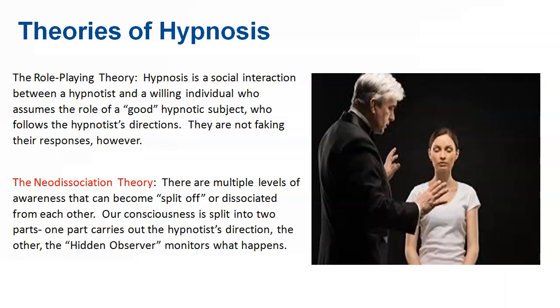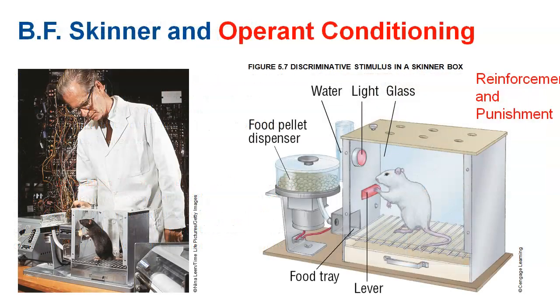Moving on, in the same chapter, we talked about hypnosis and some of the theories as to what's going on. For the sake of the final, I would focus on the neo-dissociation theory, and it's the whole idea that we kind of become split off or dissociated from ourselves and kind of become this hidden observer, and we're watching ourselves as we are being hypnotized. So that's the neo-dissociation theory.